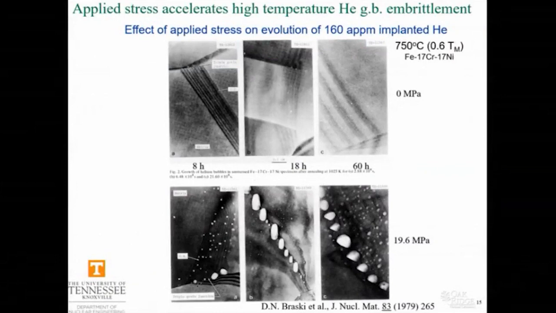But if you put on a relatively modest stress, 20 megapascals, that's not a huge amount of applied stress, it's a night and day difference. So for the same test conditions, you now see the helium has been driven to the grain boundaries and starts forming already at 8 hours, 18 hours, 60 hours, just forming these quite massive grain boundary cavities in the material.